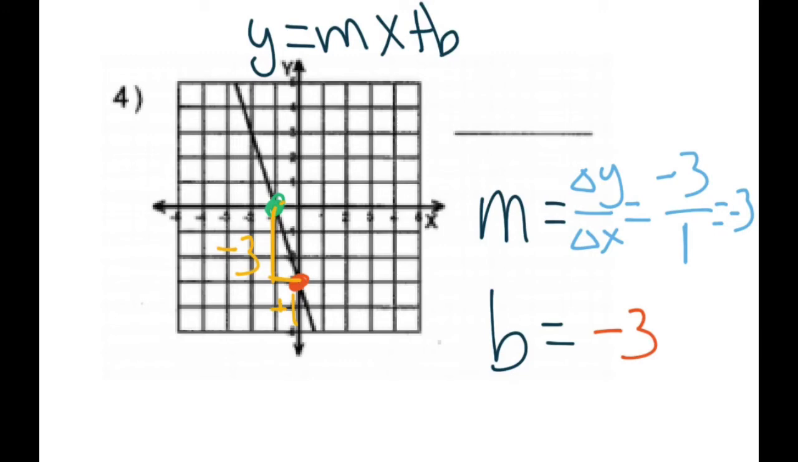So our equation is going to be y equals m, which we know is -3, so -3, then x. And our b value is a -3, so we're just going to write -3 for that. We don't need to write a plus sign there because the negative will take care of that. Okay, so we have a -3 for that one.